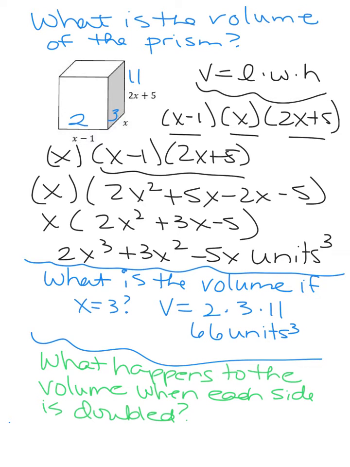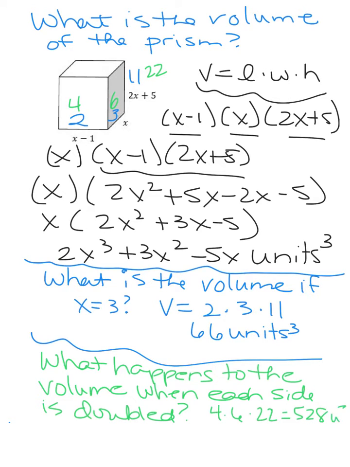Our last question is, what happens to the volume when each side is doubled? So let's look at our diagram. If I'm doubling it, I'm multiplying it by 2. So my length goes from 2 to 4. My width becomes 6. And my height becomes 22. So when I multiply those, 4 times 6 times 22, I get 528. Now again, that would be units cubed.